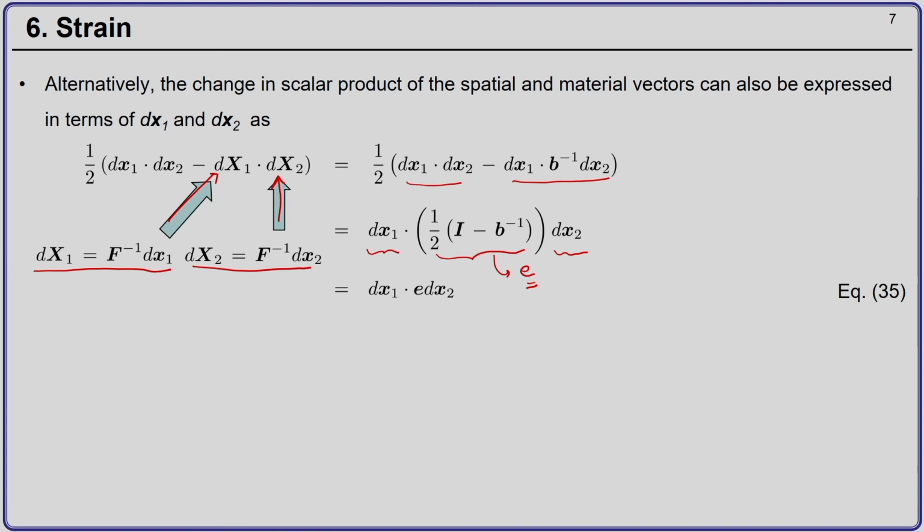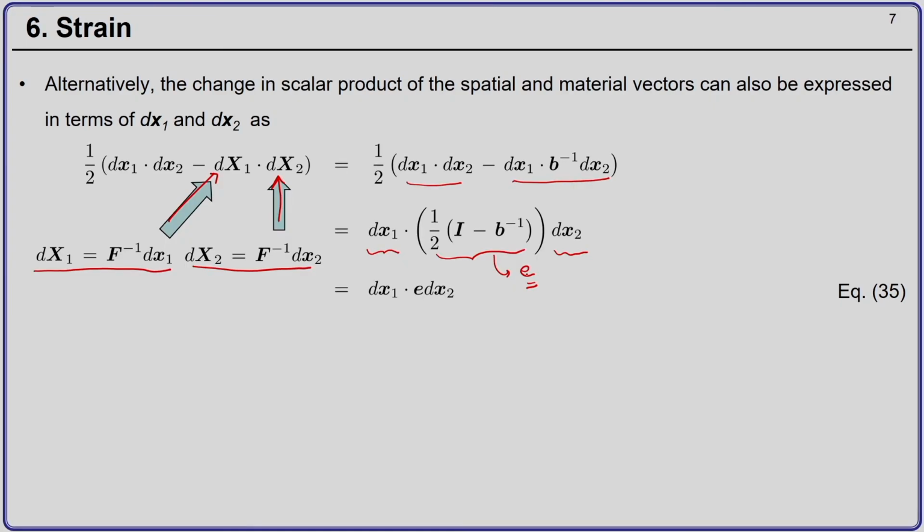Okay. So, lowercase e. Remember the Green-Lagrange strain tensor was an uppercase E, because it was a material tensor, and our convention is all the material tensors will be written in uppercase, okay, and all the tensors in the spatial configuration will be written in lowercase. So, we have written small e here. So, the change in the scalar product of the spatial and material vectors is now expressed as dx1 dot e dx2, okay, that is equation 35.